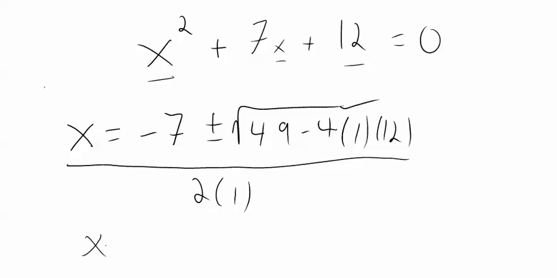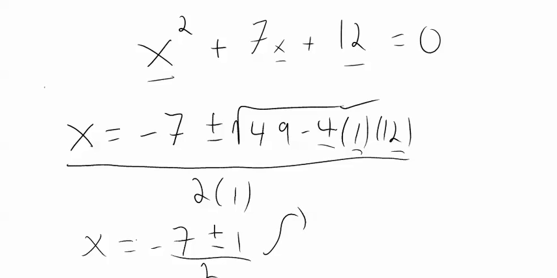If I do this all, I'm just going to do some quick math here. You're going to get here that x is equal to negative 7 plus or minus the square root of, in the brackets here, 49 minus, let's see here, 4 times 1 times 12 will give me 48. So really 49 minus 48 is just 1. And again, the square root of 1 is 1. So this would be plus or minus 1, all divided by 2.